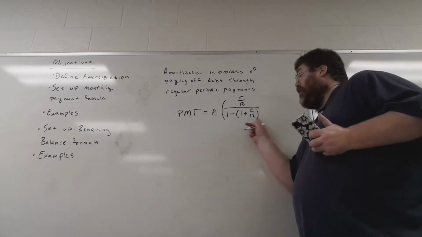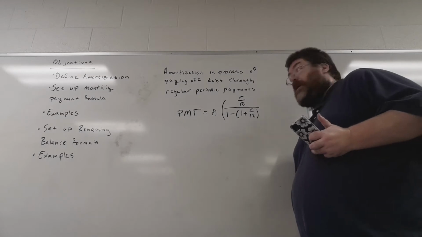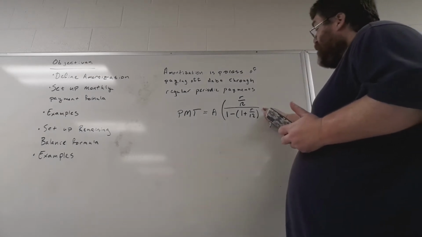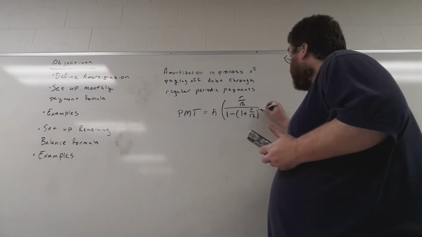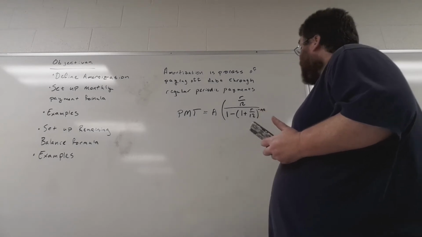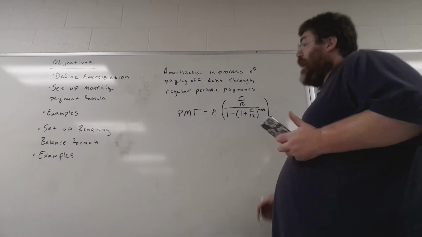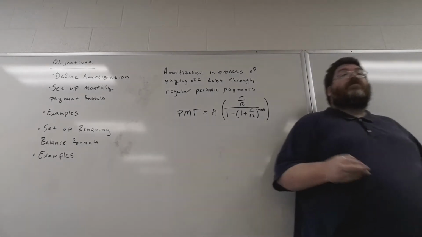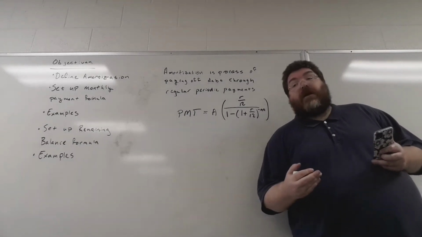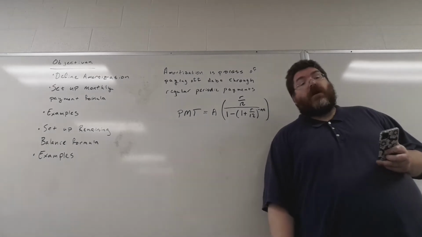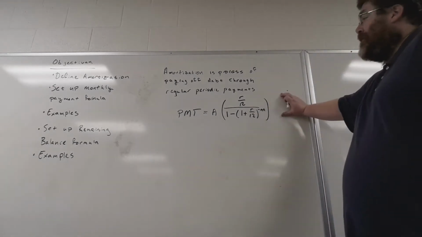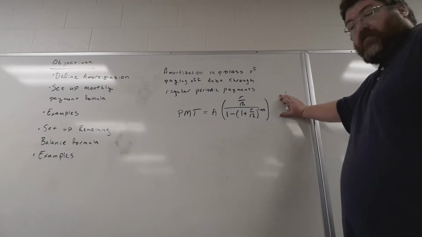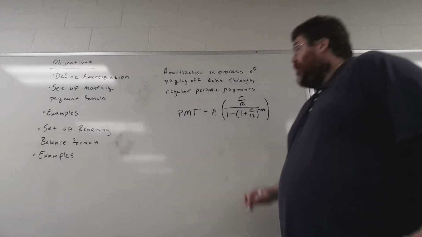Okay, so this might look familiar from our compound interest formula, and we are going to apply an exponent onto this. It's going to be negative n times t, where n is the number of compounding periods in a year, and t is the number of years we're working with. So this formula is ugly, so let's simplify it down a little bit.